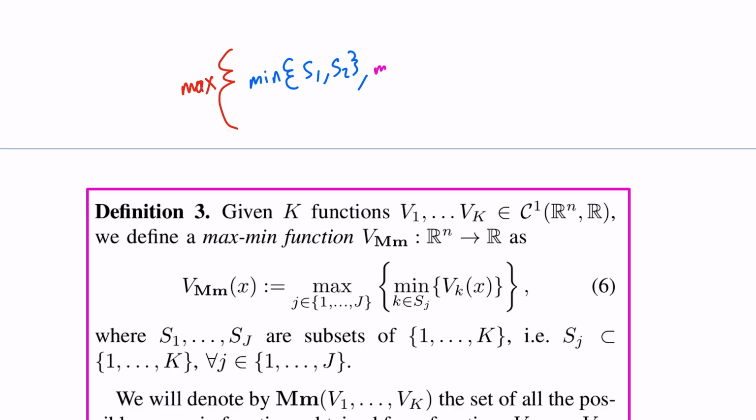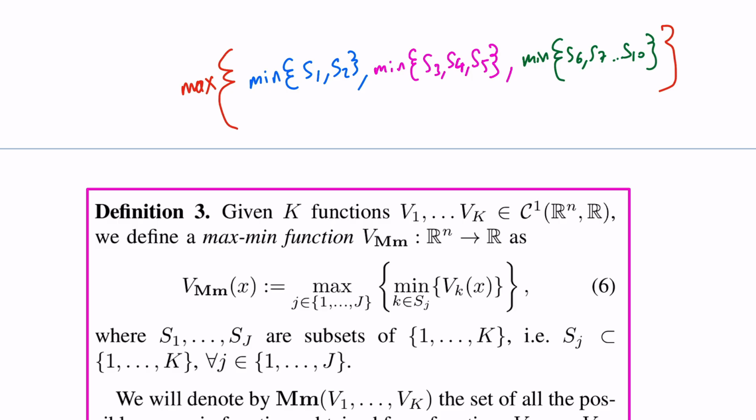Let me get another color. Min of, let's say, S3, S4, S5. Okay, I butchered that. Let me get another color. Green is nice. And let's say S6, S7, S10, for example. Okay. Here, what do you do?